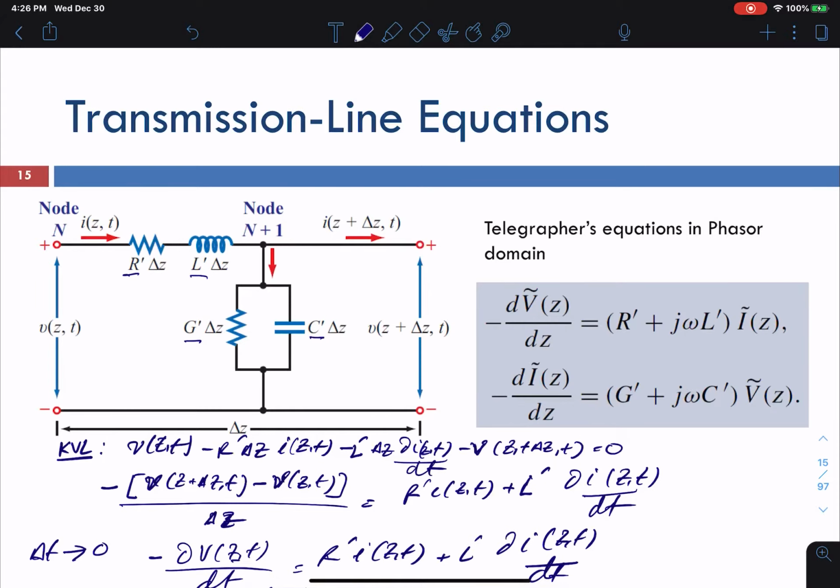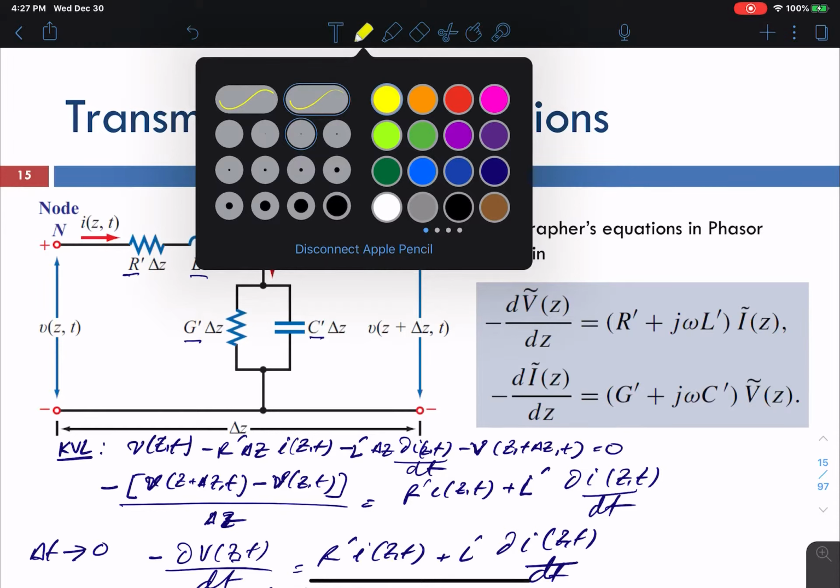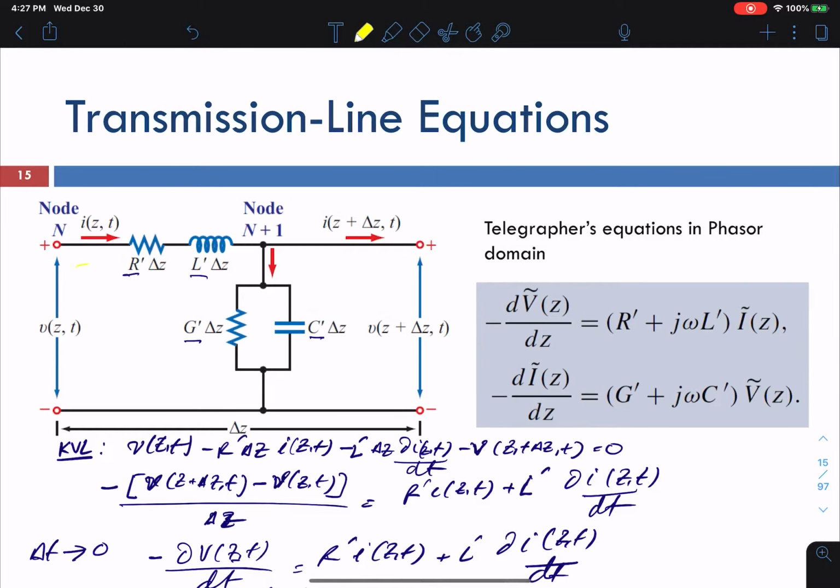If I use a KVL for this transmission line, from this side to this side, so that's the voltage over here. Let's say this is the supply, and the voltage drop here, and also the voltage over here will give you the KVL, right? So KVL over here: the voltage at the left hand side, and the drop across the resistance. R prime is the per unit resistance, so you have to multiply by the distance to find the resistance times current, and the same over here with inductance and the voltage on the other side, right?